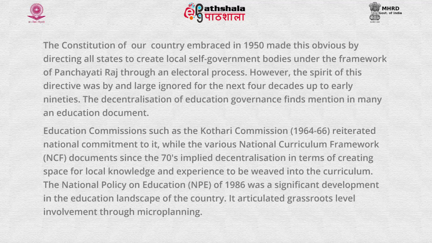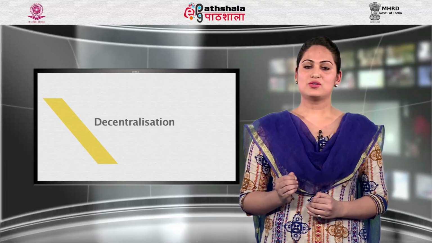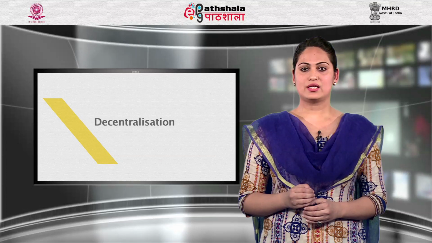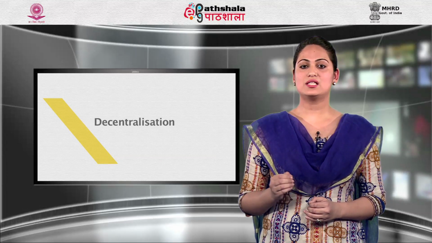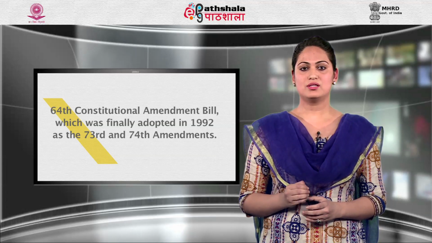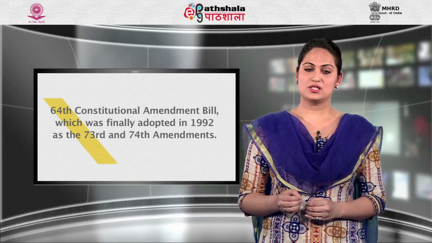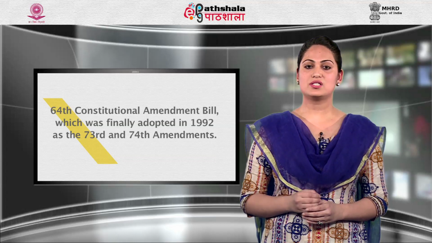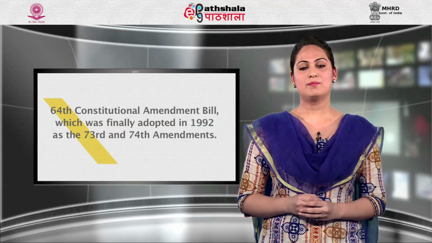The National Policy on Education of 1986 was a significant development in the education landscape of the country. It articulated grassroots level involvement through microplanning. The first significant response to the constitutional directive came sometime during the late 80s in the form of the 64th Constitutional Amendment Bill, which was finally adopted in 1992 as the 73rd and 74th Amendments.